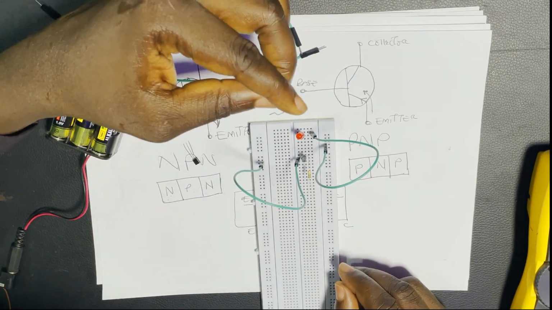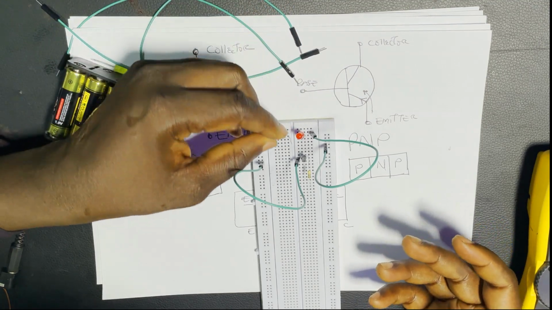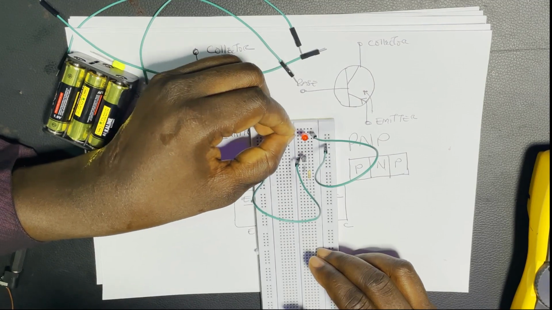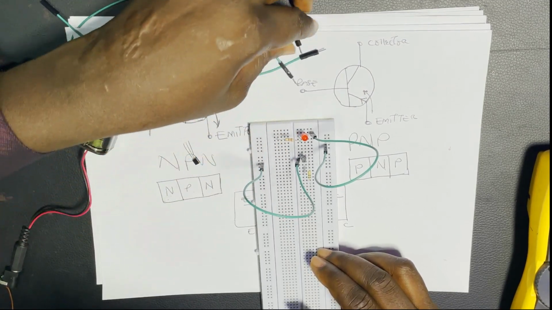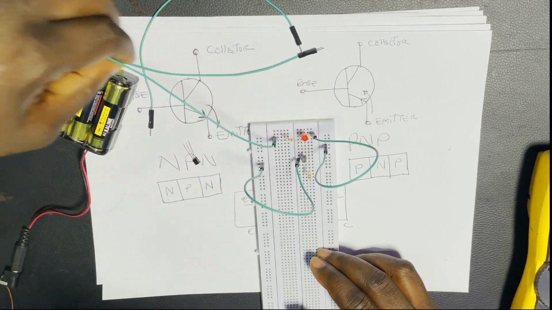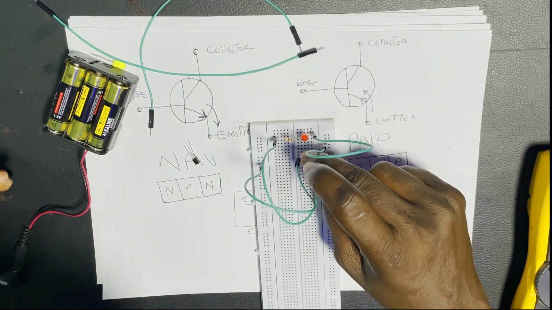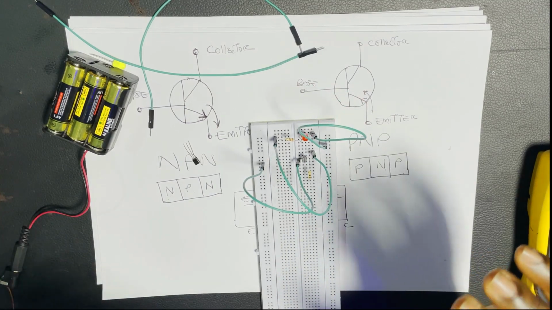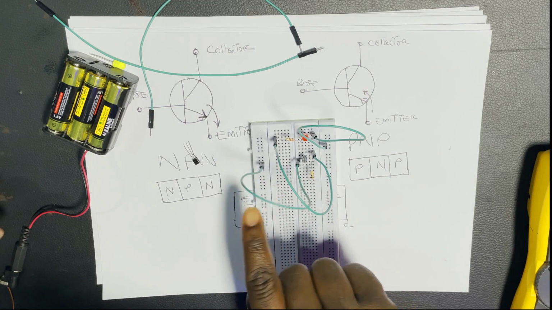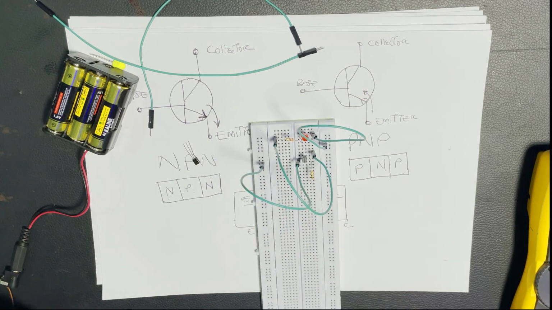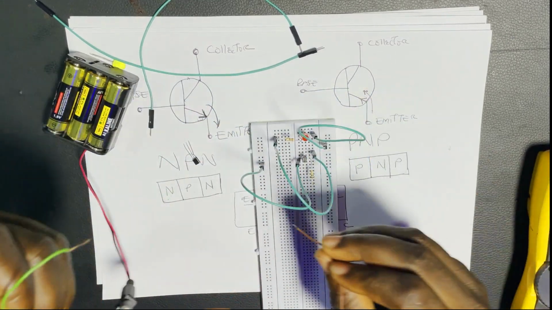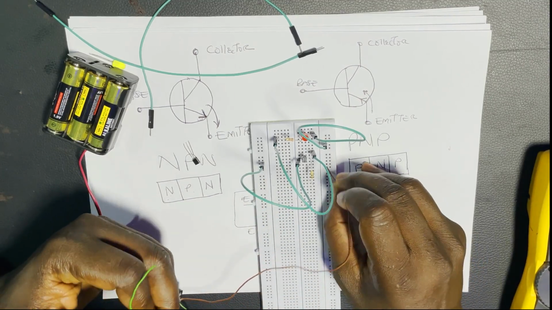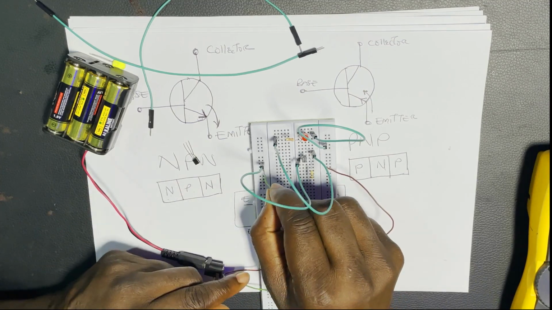This is a current limiting resistor, so depending on how you want to put it, for clarity, let me put it here and use a jumper wire to connect it directly to the collector. This is the collector. Our emitter is already connected, so all we need is our power supply. I'm using 9 volt. This is my VCC, and this is my ground.